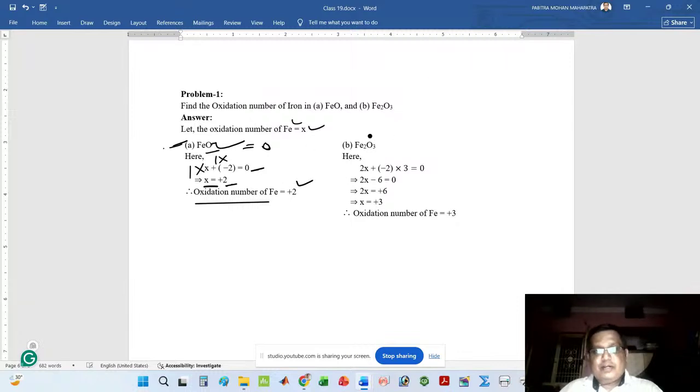But now think about Fe2O3. Here the oxidation number of iron is x, so I can write 2 into x, that is 2x. Since 3 oxygen atoms are present, and oxygen also has oxidation number minus 2, I can write minus 2 into 3. 2x plus minus 2 into 3 is equal to 0. Now solve this. 2x minus 6 is equal to 0. Now 2x is equal to plus 6. Here x is equal to plus 3. So the oxidation number of iron is plus 3.